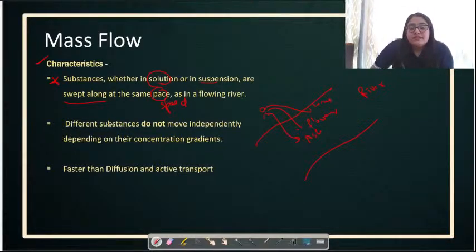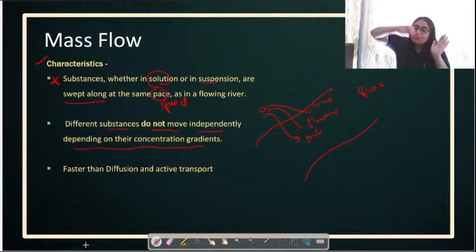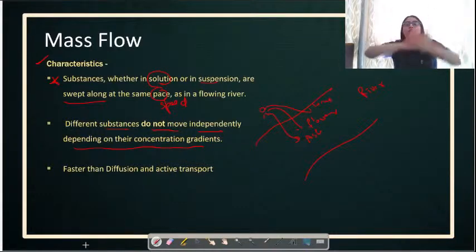Next is that different substances do not move independently depending on the concentration gradient. Very, very important. So this second line, my kids, is in continuation with the first one. Now you must be thinking, how? What I told you is that whenever substances are moving with the help of mass flow, for example, when substances like water and minerals move in a xylem, all substances flowing in a xylem with the help of mass flow or bulk flow will be carried from root to leaf all with the same speed.